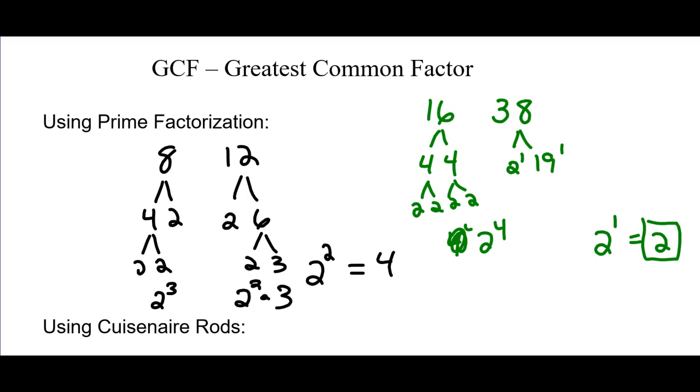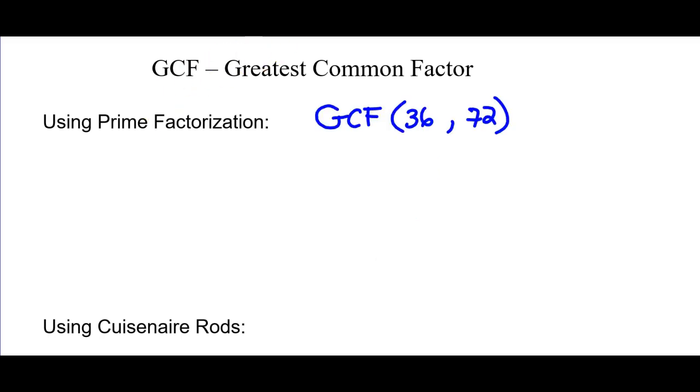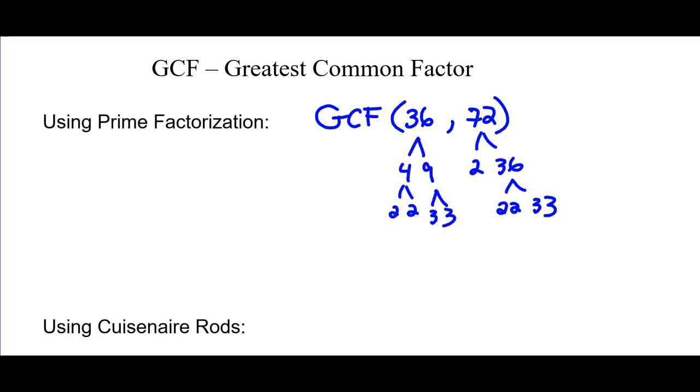Let's try another one. This time I've got 36 and 72. Notice the notation here. I wrote it out as GCF and in parentheses 36 and 72. And so for this, once again, pause the video and find the prime factorization. There we go. I paused it so I'd save you a little bit of time.